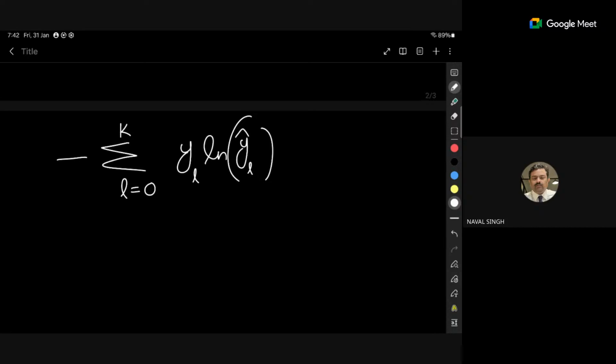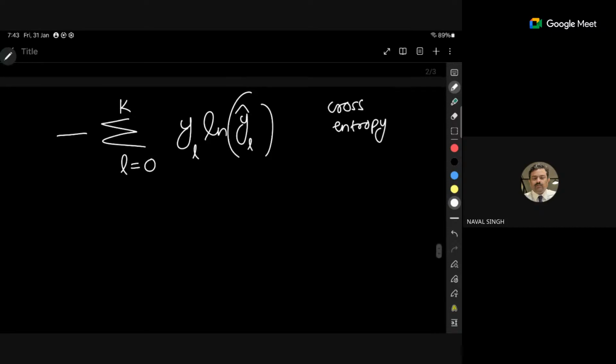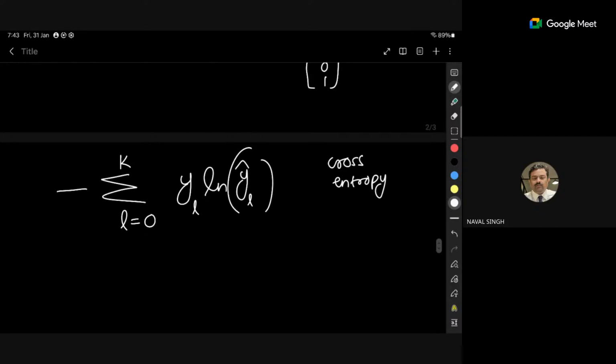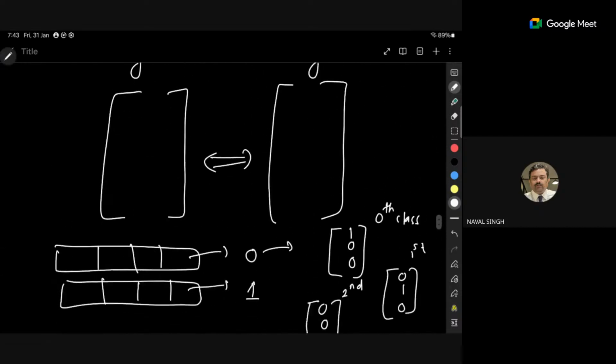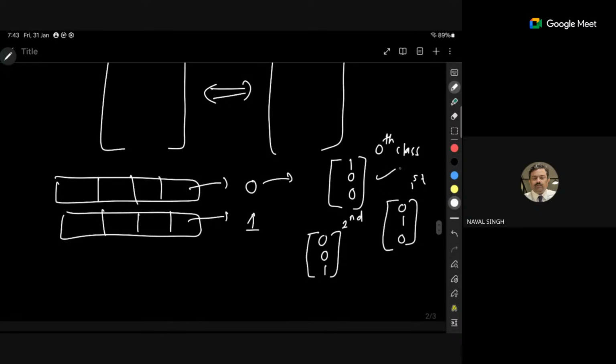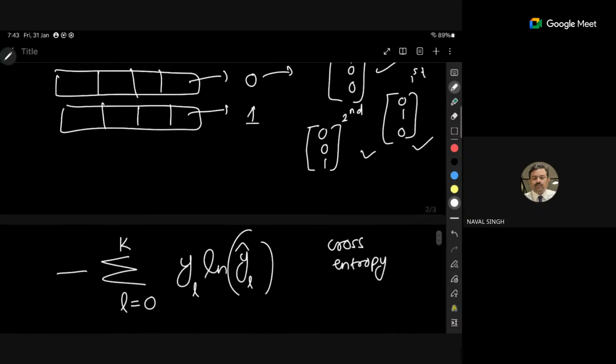Okay, so this is cross entropy, and this is how you will compute it. You'll use all of the y's and then compute. The good part about this is that we'll always have something represented like this. With any number of classes, k classes, only one is going to have the value one, and the rest of them will be zeros.